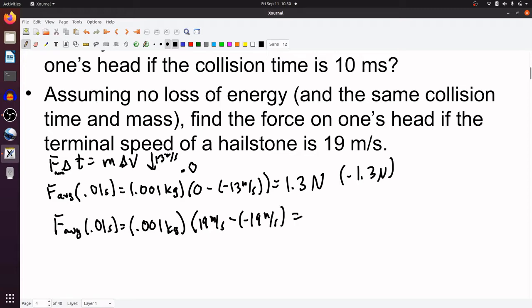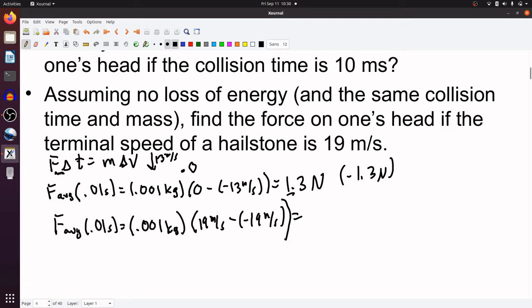And I did not include two parenthesis brackets. That's probably what you're thinking, right? So that's going to give me 38 times 0.001. Divide that by 0.01, and that gets 3.8 newtons.